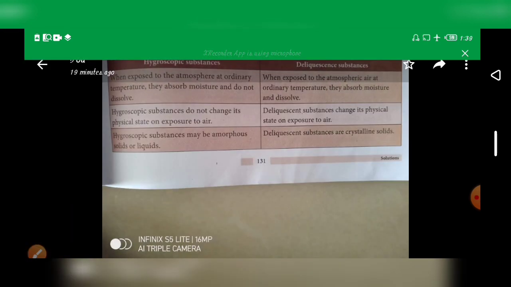Okay, next, the difference between a hygroscopic substance and a deliquescent substance. When exposed to a moist atmosphere at ordinary temperature, hygroscopic substances absorb moisture and do not dissolve. Here it will be dissolved. Hygroscopic substances do not change their physical state. Here it changes its physical state whenever it is exposed to air. Hygroscopic substances may be amorphous solids or liquids. Deliquescent substances are always crystalline solids.